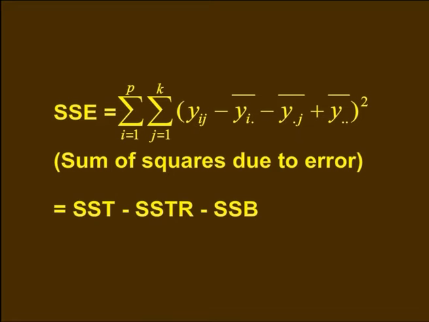Sum of squares due to error is given by SSE equal to double summation, one is for i equal to 1 to p, second summation is for j equal to 1 to k, (Yij minus y bar i dot minus y bar dot j plus y bar dot dot) whole square, and the sum of squares due to error is calculated as SST minus SSTR minus SSB.